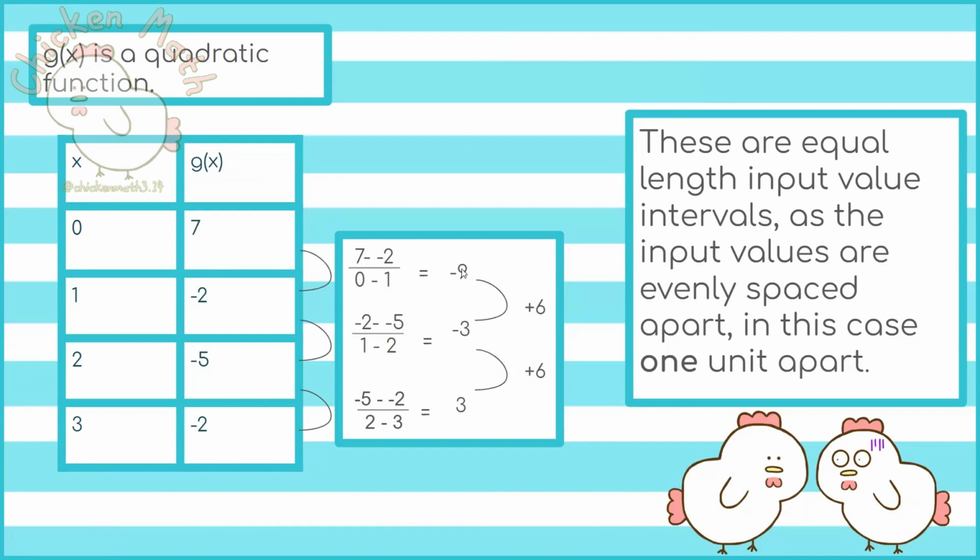But then I'd be like, wow, these are not the same numbers. From -9 to -3, I'm adding 6. And from -3 to 3, I'm also adding 6. So 6 would be our constant, telling us that this is a quadratic function. So 6 would be the change in the rate of change, which is a constant number.